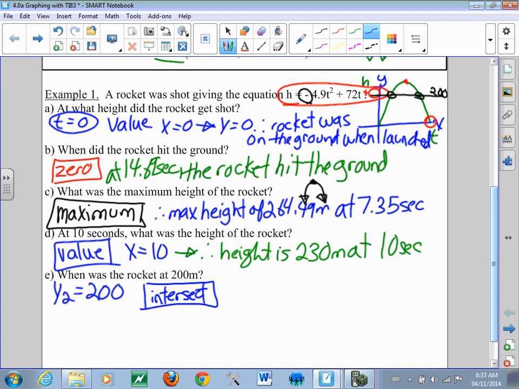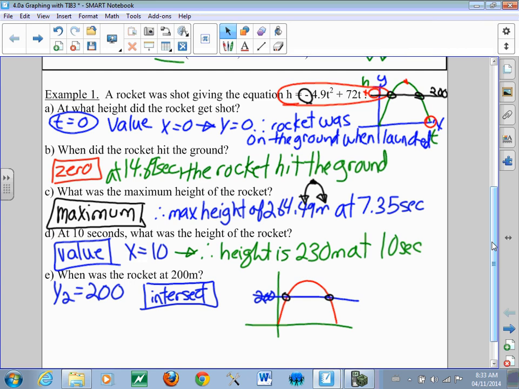Okay, if you haven't drawn that little graph up above, guys, just draw one here and show that, hey, here's my parabola, and show that you're going to enter a line in here at 200, and then you're going to find these 2 points of intersection, because it's going to be at 200 on the way up, it's going to go past it, and then it's going to get 200 on the way back.